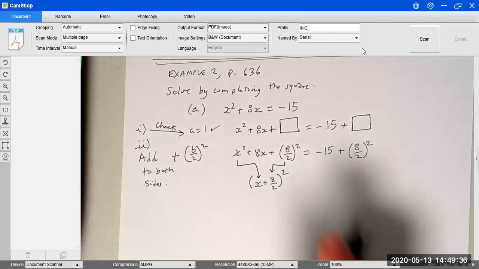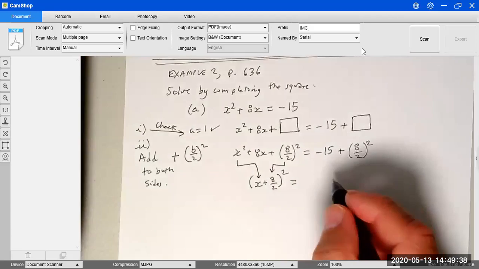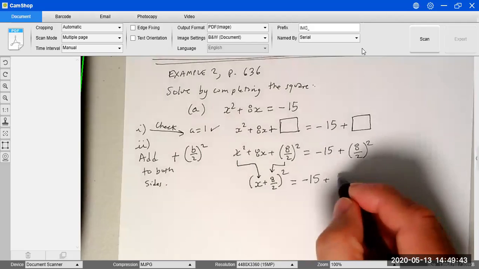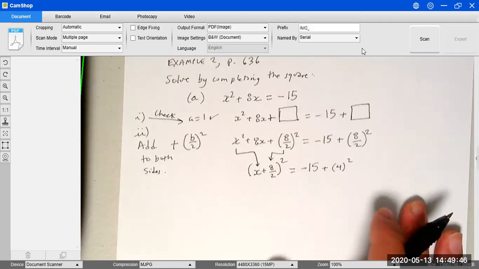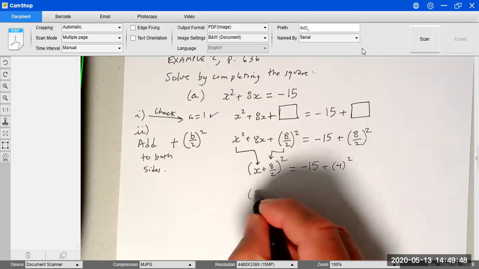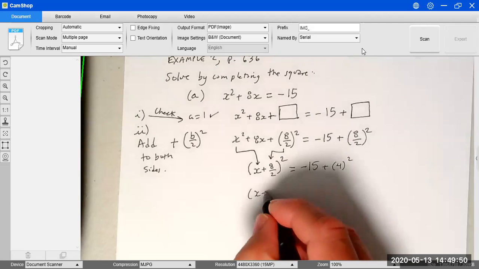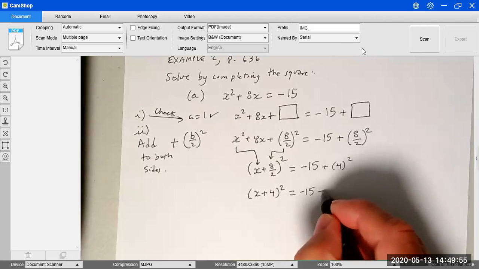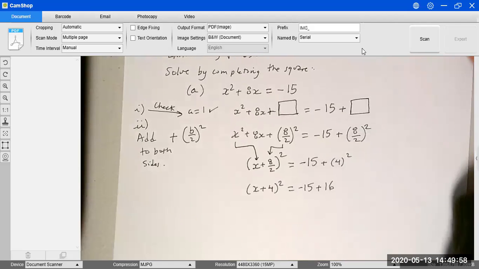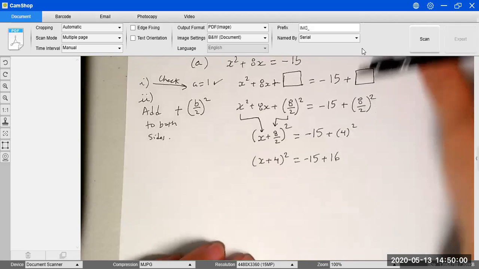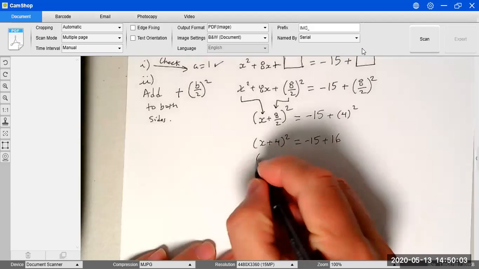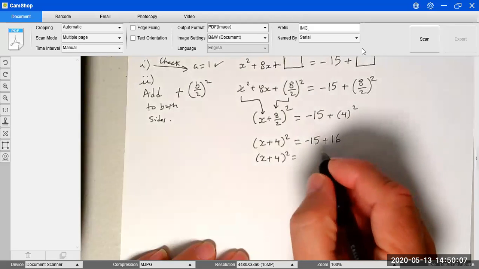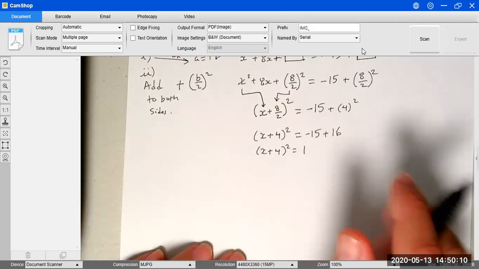That's with respect to the left-hand side. With respect to the right-hand side, I'm going to simplify this operation. So 8 over 2 is 4, squared. Then I have here negative 15 plus 16, because 4 times 4 is 16. So now we need to combine like terms on the right-hand side. Negative 15 plus positive 16 is just going to be positive 1.